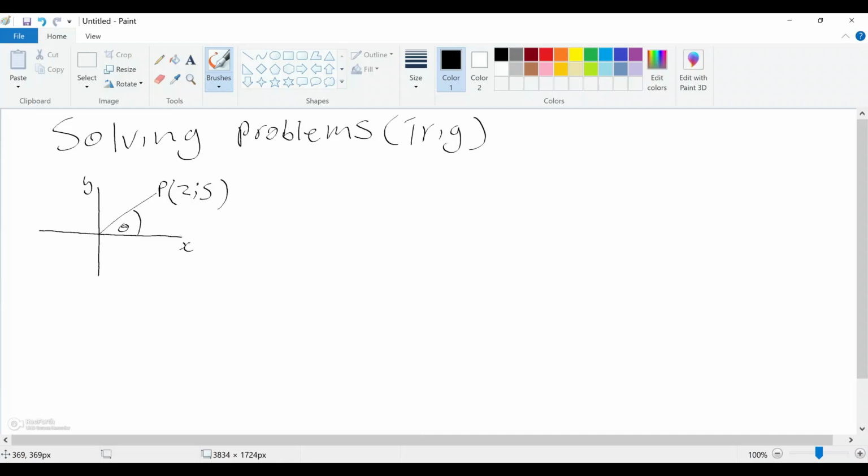Alright, now the first question they might ask you, remember this is the origin. They might ask you to find the radius, the length from O to P. So they might ask you to find this length. How would you calculate this length?